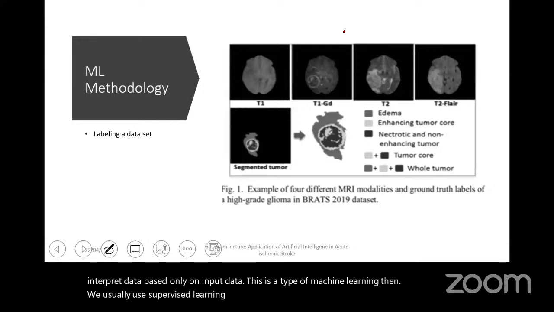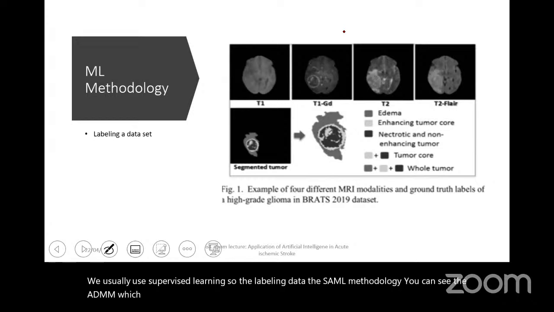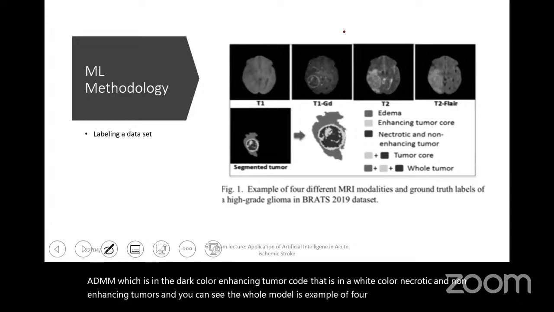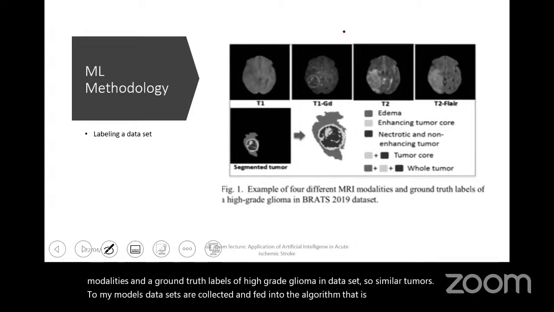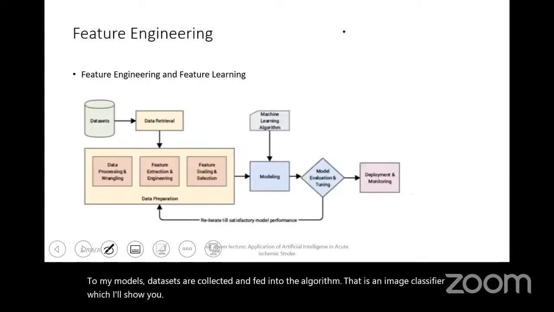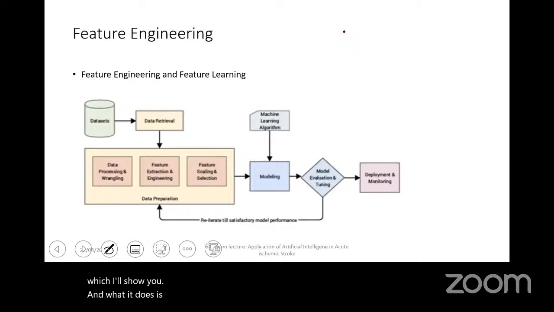So, the labeling of data in this ML methodology: you can see the edema, which is in the dark color, the enhancing tumor core, that is in the white color, and the necrotic and non-enhancing tumors. And you can see the whole model is this example of 4 different MRI modalities and the ground truth labels of a high-grade glioma in a data set. So similar tumor models, data sets are collected and fed into the algorithm. That is an image classifier, which I'll show you. And what it does is it captures features. The whole thing is not to be learned. There are certain features.